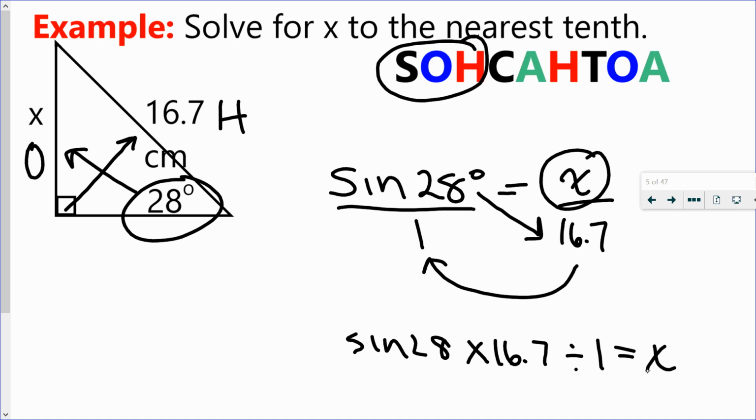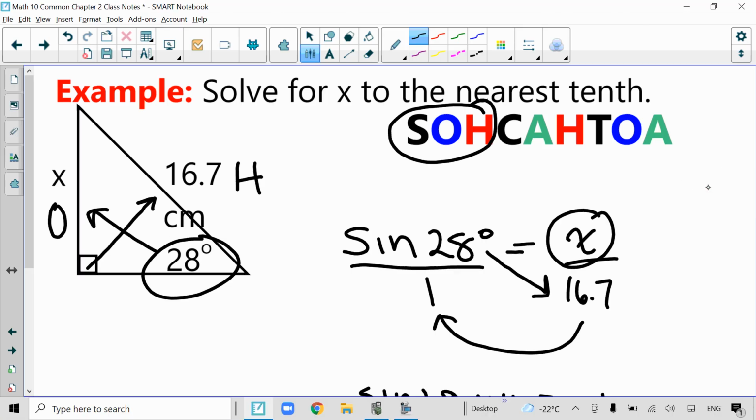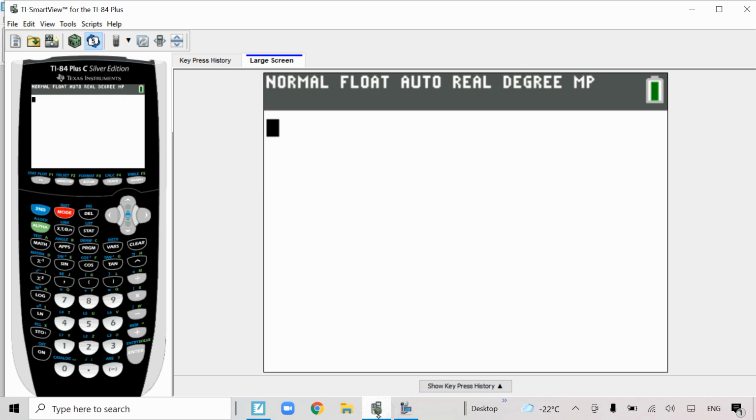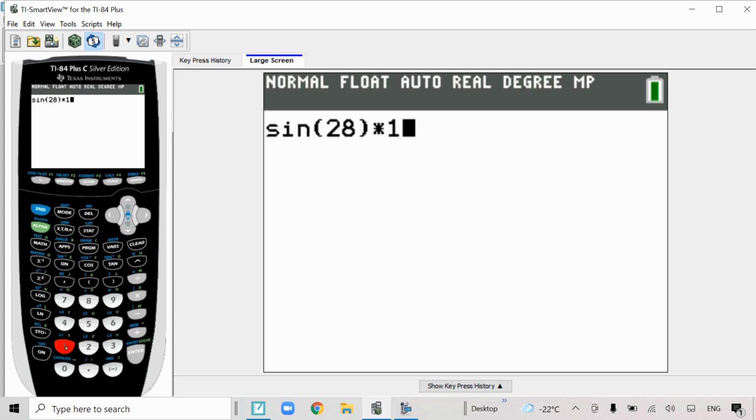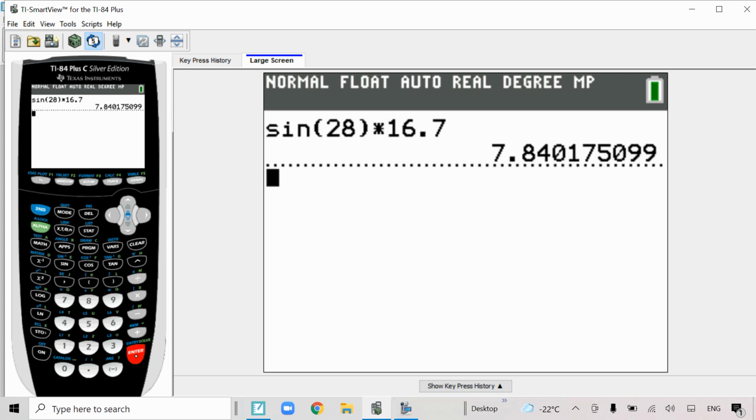So let's do that on our calculator. Sine of 28 times 16.7. So we'll go sine of 28. Really important you guys close your brackets because we just want sine of that angle. And we're going to multiply that by 16.7. Again, you can divide by 1. You don't have to though. And there is my answer.